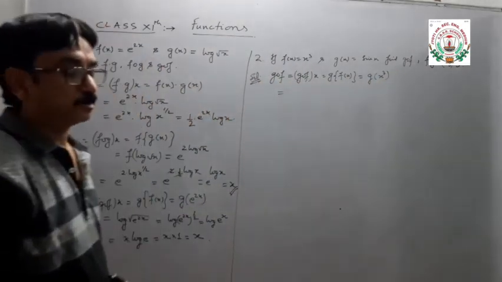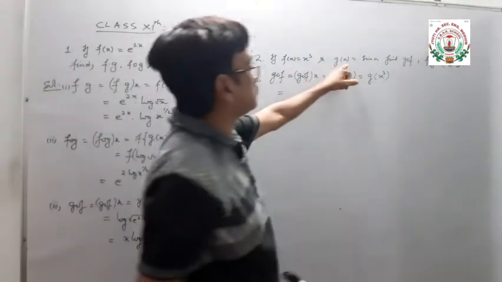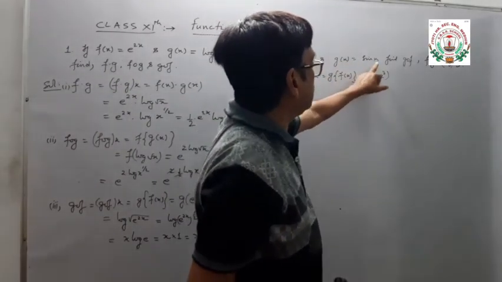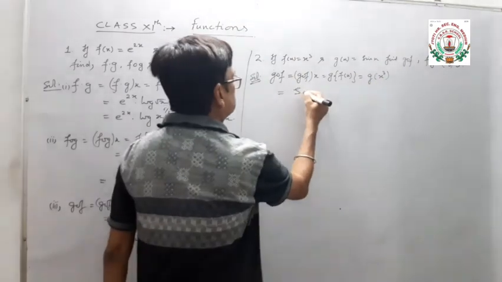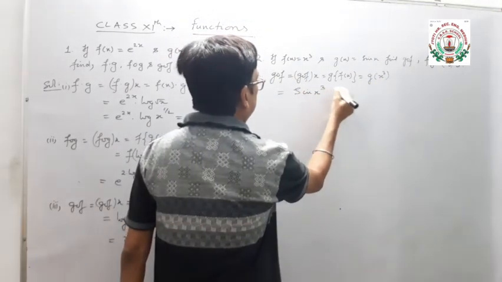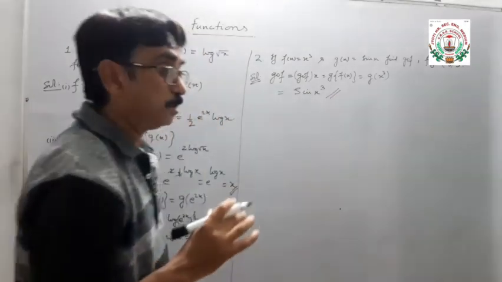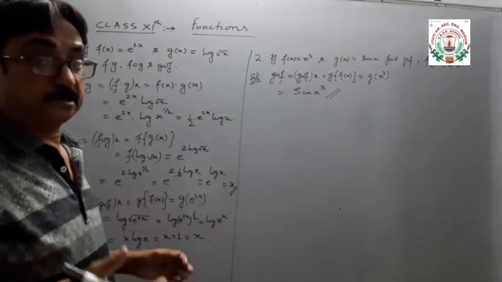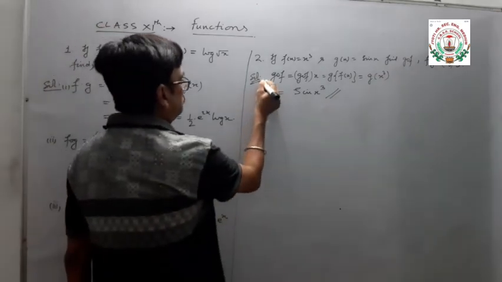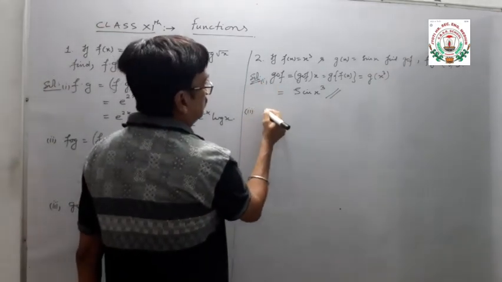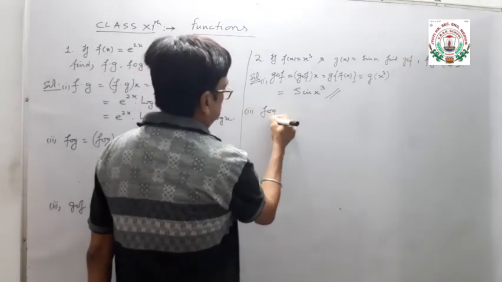Now it becomes the function g of x. Function g of x is sin x. In place of x we will put x cube. So it becomes sin x cube. Don't write sin x the whole cube. Sin x the whole cube and sin x cube, they are different. This is the first. Second, f operation g.